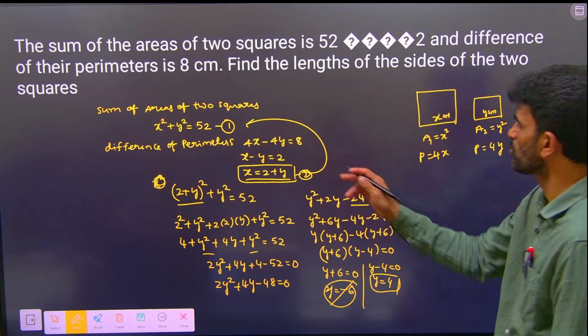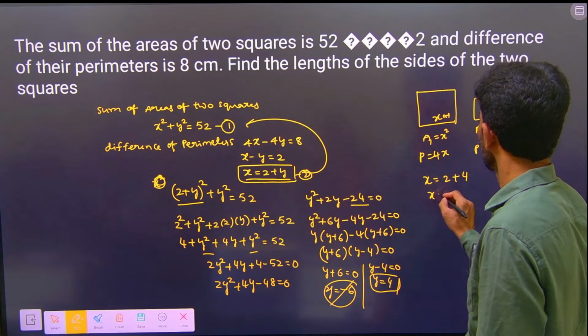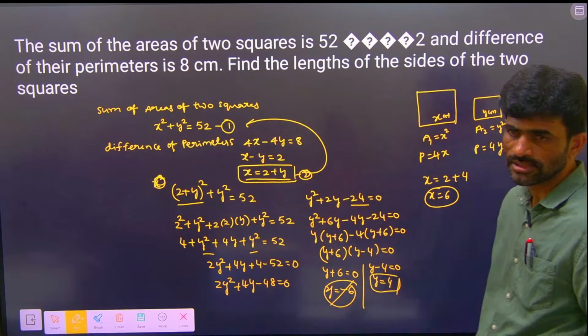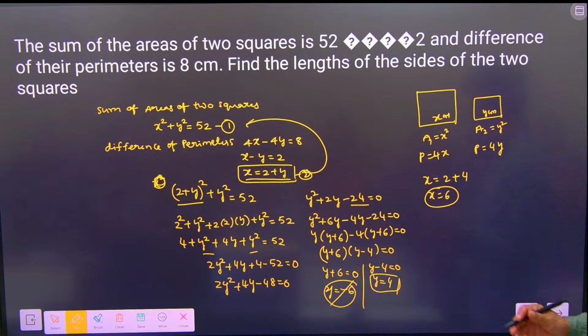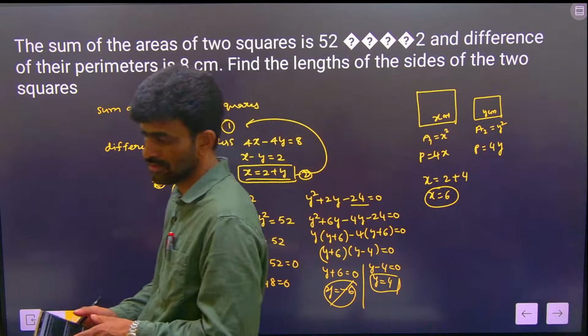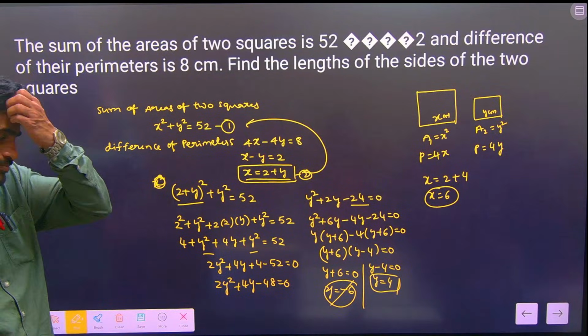So y is equal to 4, side of one square is 4 units. So what is the side of the other square? X is equal to 2 plus y, 2 plus 4. Side of the first square is 6 centimeters. Side of the second square is 4 centimeters. Understand how to do whenever it comes to two squares, sum of areas or difference of areas, sum of perimeters or difference of perimeters. You have to follow like this.